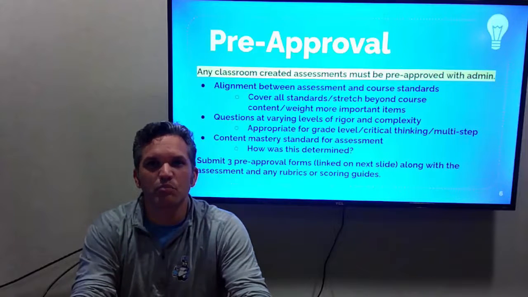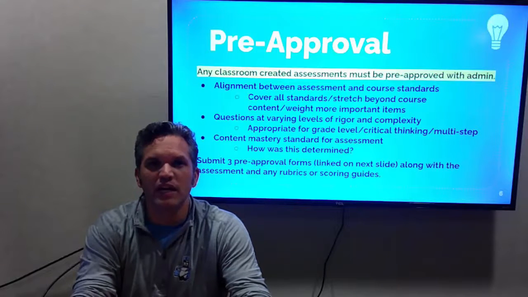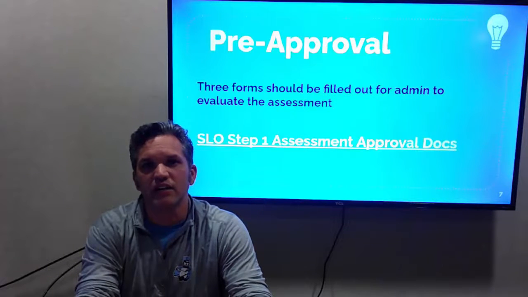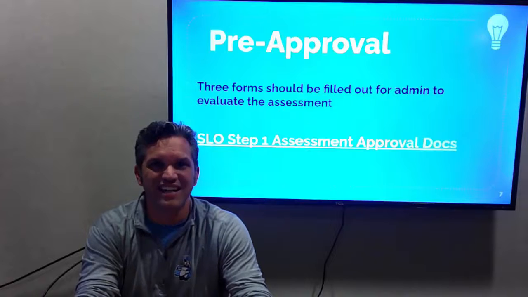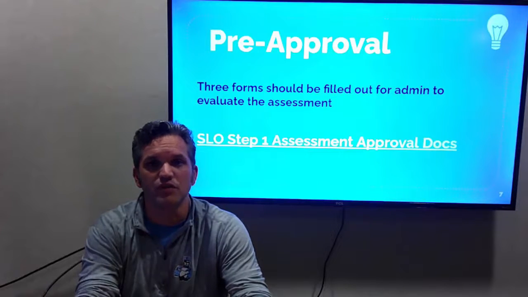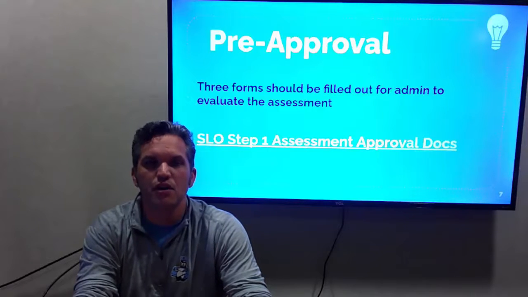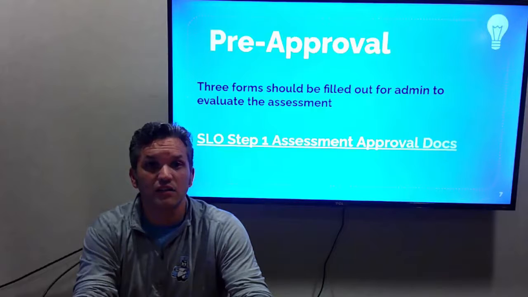There are 3 pre-approval forms on the next slide that you would need to submit with your assessment, along with any scoring rubrics that would go along with that assessment. All you need to do is click this link right here and it'll take you to the assessment approval documents that you need to fill out to get your assessment approved. Again, you're only doing this if you are not using Exact Path or iLearn for your student learning objective.